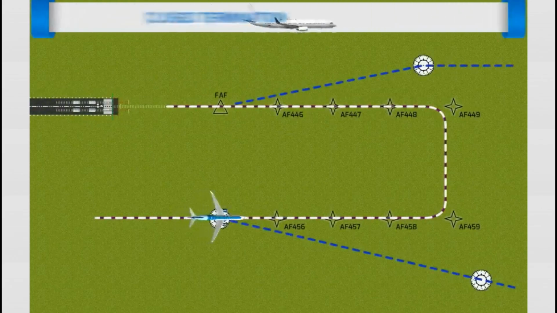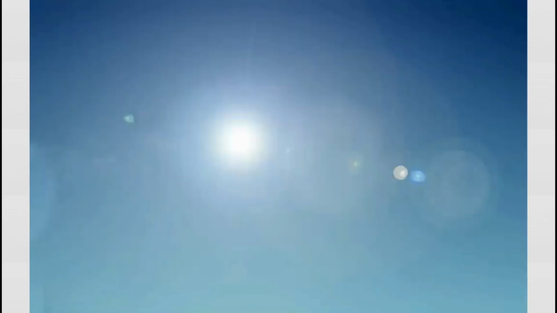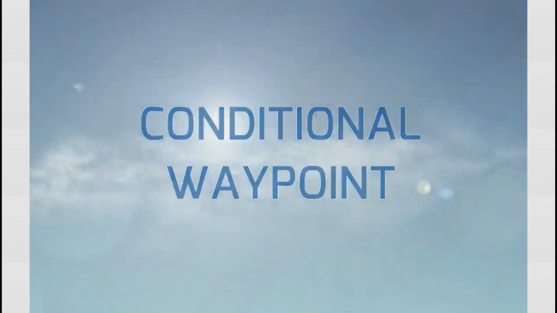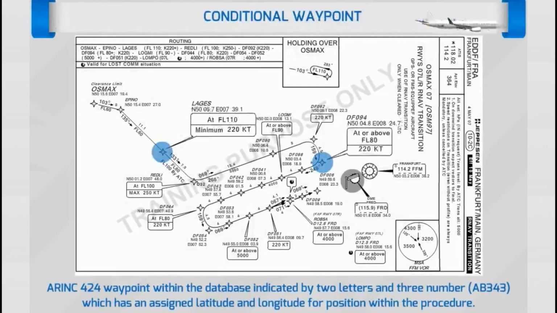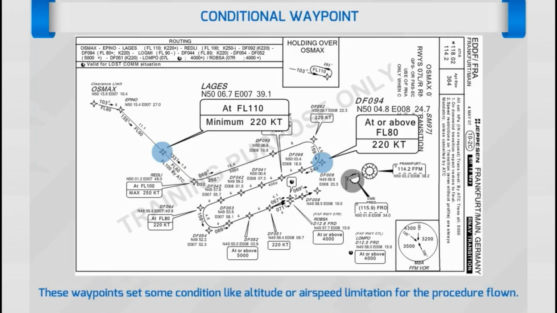RNAV standard arrival, RNAV STAR, procedure that allows the operator to fly from the entry point of the STAR to the final approach fix, or the termination of the STAR, without input from ATC. Conditional waypoint. An ARINC 424 waypoint within the database, indicated by 2 letters and 3 numbers, AB343, which has an assigned latitude and longitude for position within the procedure. These waypoints set some condition, like altitude or airspeed limitation, for the procedure flown.